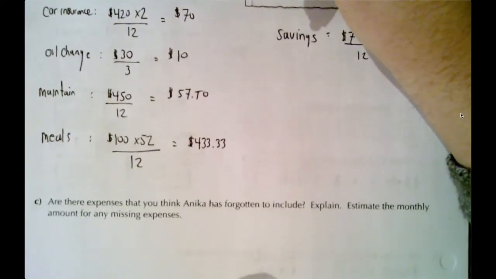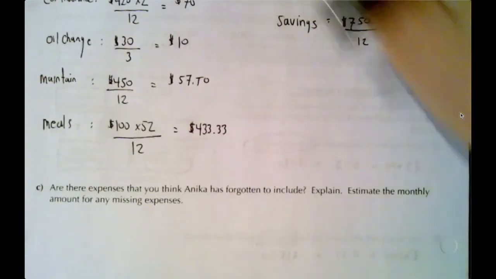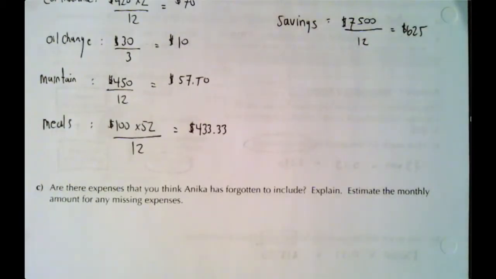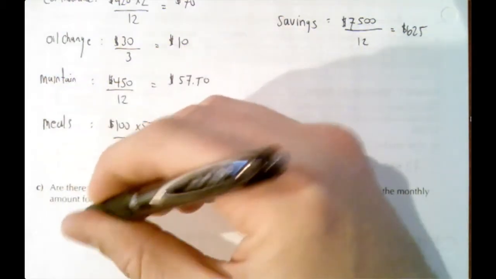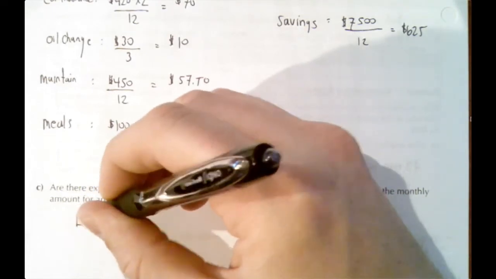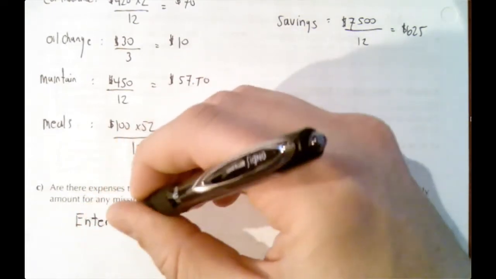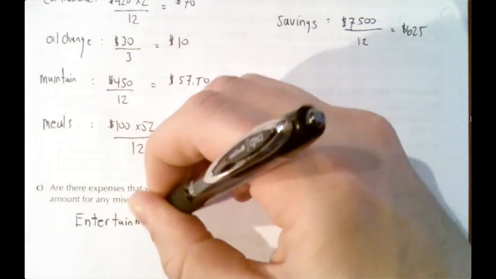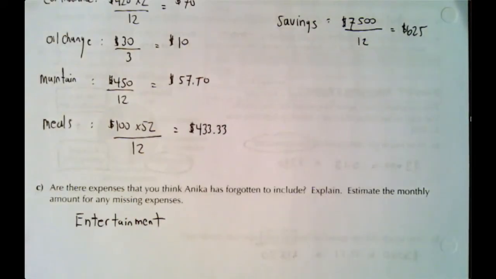All right. Finally, are there any expenses that you think Annika forgot? Explain. Well, I think there's definitely one that she forgot, and that's entertainment. There's nothing in there about entertainment. So that could be going to a movie, but not even factored in.